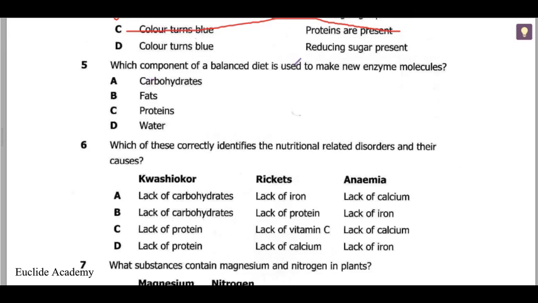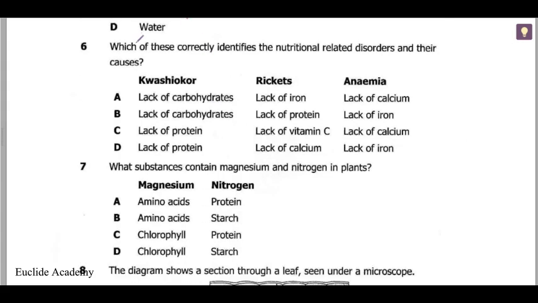Question 5. Which component of a balanced diet is used to make new enzyme molecules? When we talk about enzymes, enzymes are protein in nature. That's the definition for enzymes. So the answer directly here is protein, not fats, carbohydrates, or water. Okay with that? We jump to question 6.